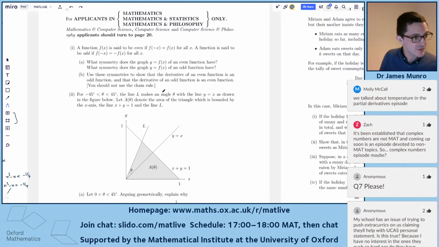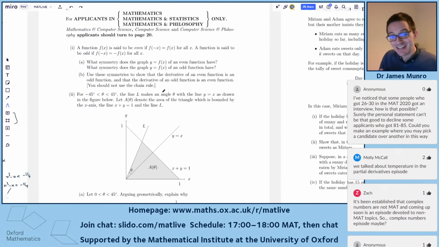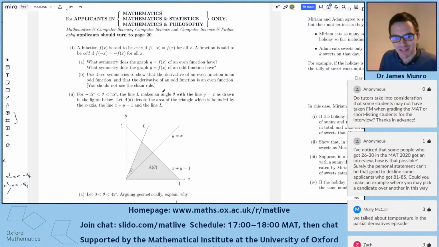Cool. I've slowed down quite a lot, haven't I? You've noticed that some people with low maths scores got an interview. We looked at the rest of their application. There are some cases, I don't want to go into details, where there's a good reason why somebody didn't have a competitive maths score compared to everyone else, but we still wanted to interview them. We're allowed to do that. It's not a hard cut-off.